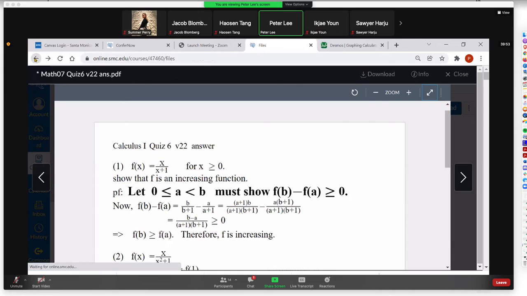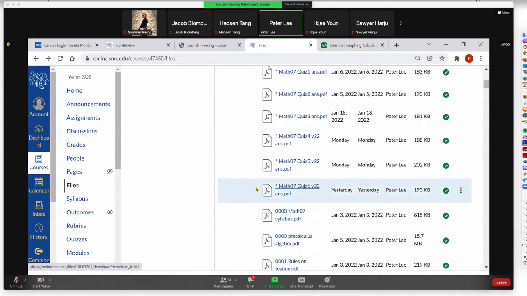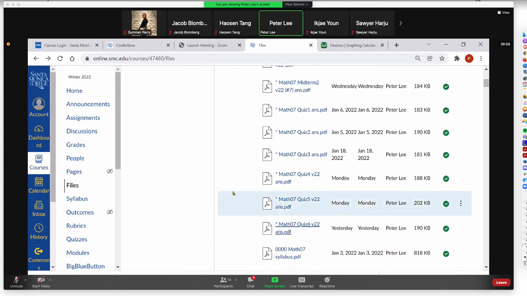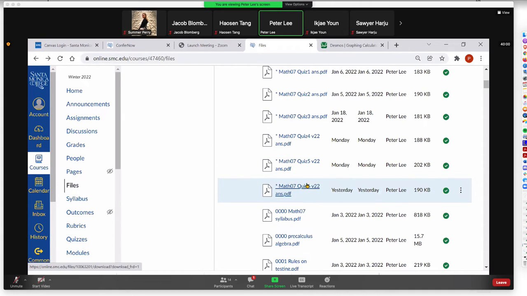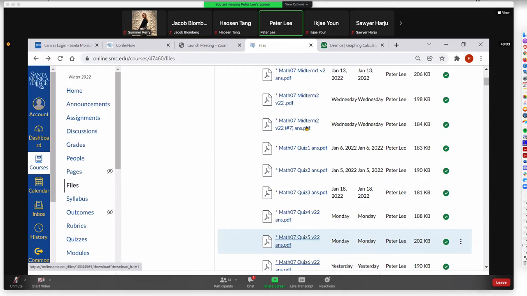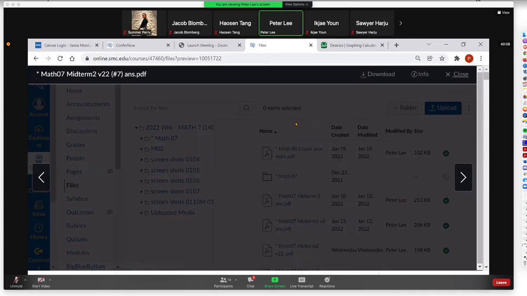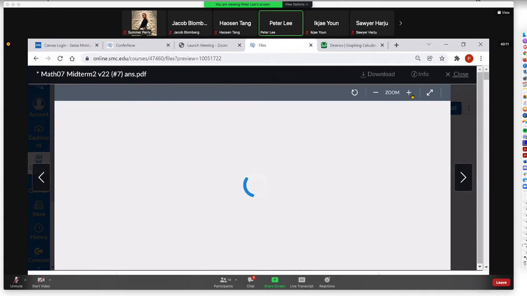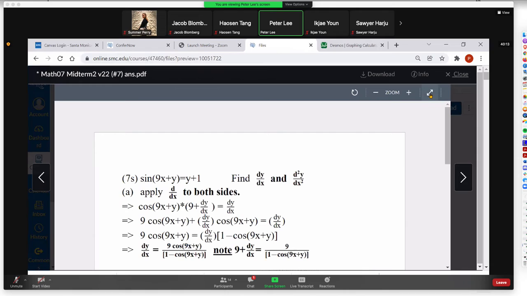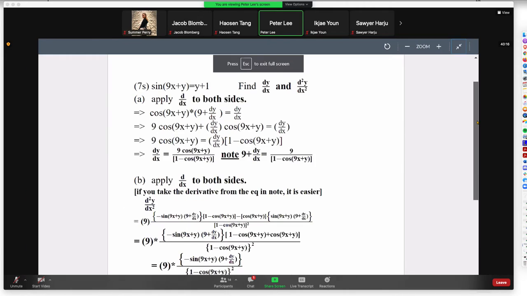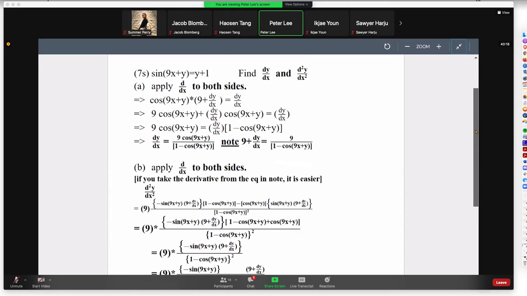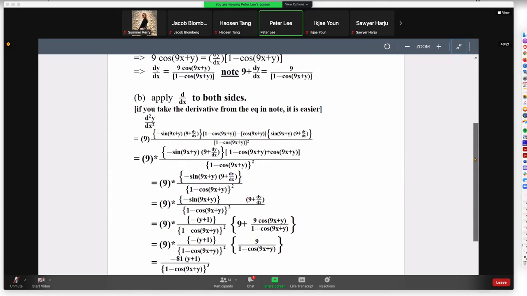Also, yesterday I didn't mention, but question number 7 on that midterm 2, I have it here. So where is that? Oh yes, Math 7 midterm 2, version 22, number 7 answer, right here. I think I had a lot of pressure when I had to do this in front of the class, and I was spending a lot of time, so this is the entire solution right here. If you look at part B, it is kind of long and messy, but it is not that long. So anyway, here everything is made much clearer.